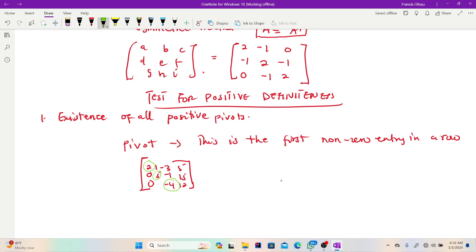So the condition to test for positive definiteness is the existence of all positive pivots. Your pivots should be positive before you classify it as a positive definite matrix.